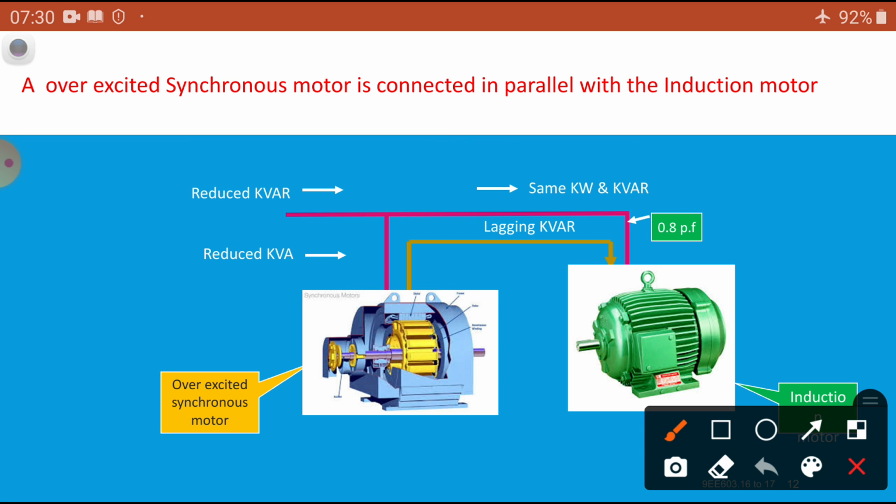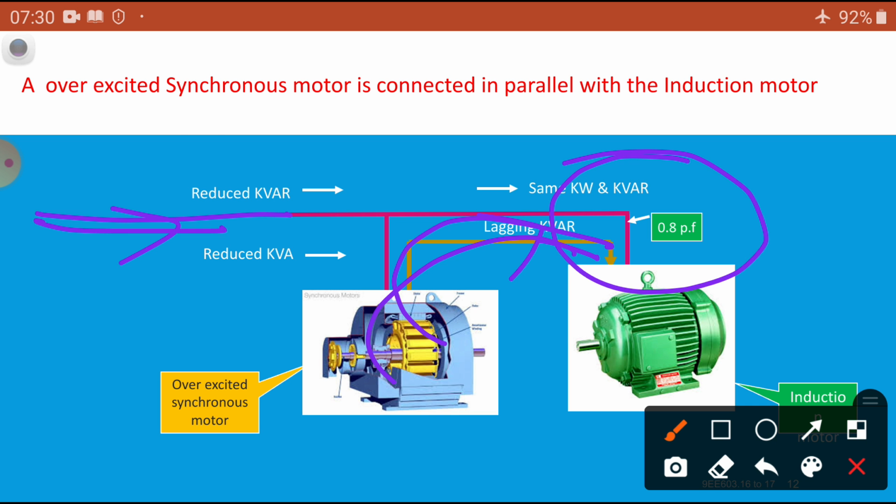How are we going to add it? Whatever reactive power is needed is generated and supplied from this one only. The extra power needed is taken from this one, no current is flowing in the lines, so what happens? No transmission losses take place. That is the help of this synchronous motor.